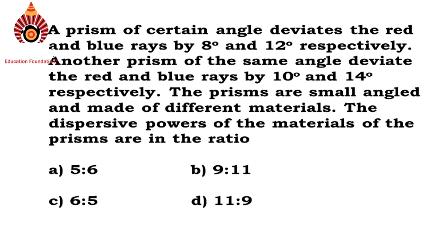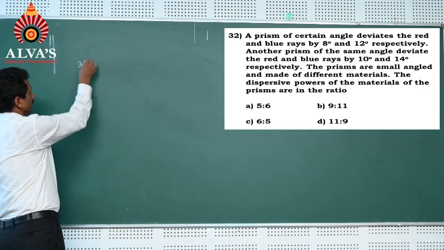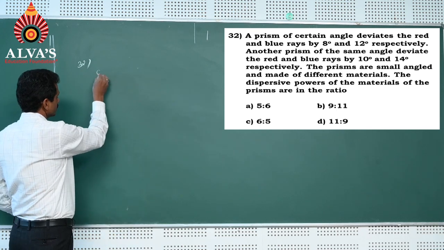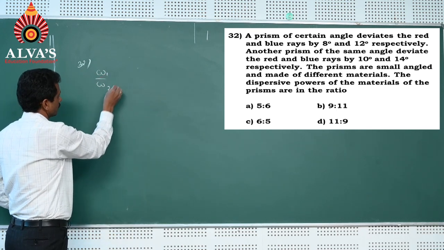Question number 32. A prism of certain angle deviates the red and blue rays by 8 degree and 12 degree respectively. Another prism of the same angle deviates the red and blue rays by 10 degree and 14 degree respectively. The prisms are small angled and made of different materials. The dispersive powers of the materials of the prisms are in the ratio. Your aim is to find out the ratio of dispersive powers.